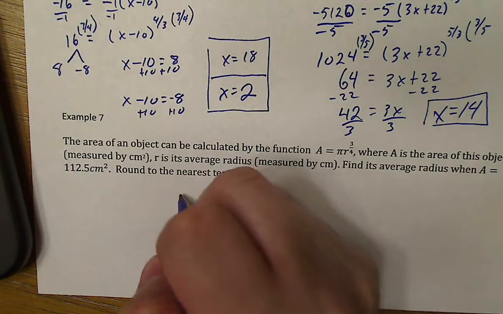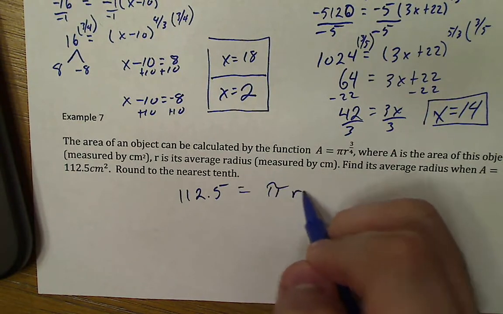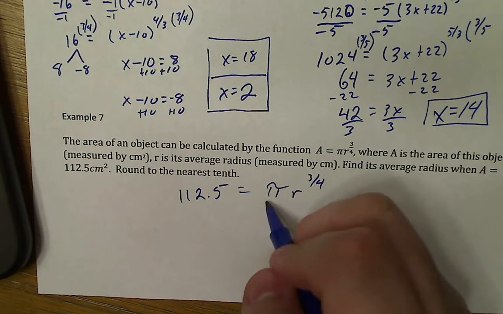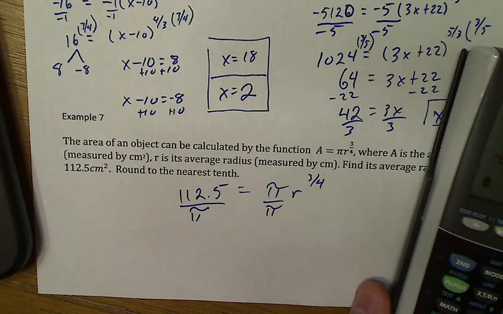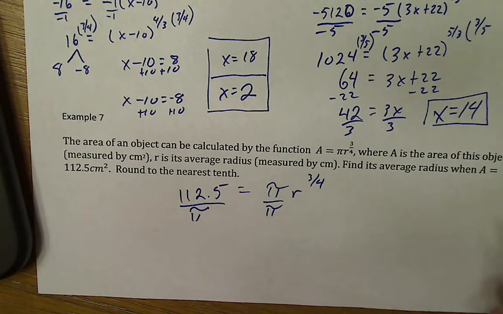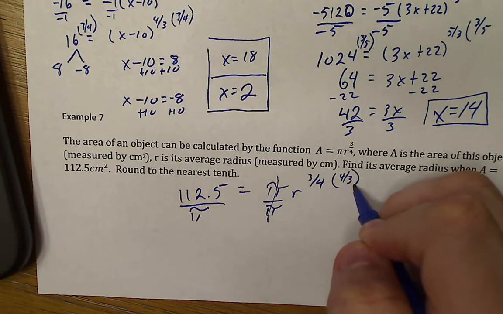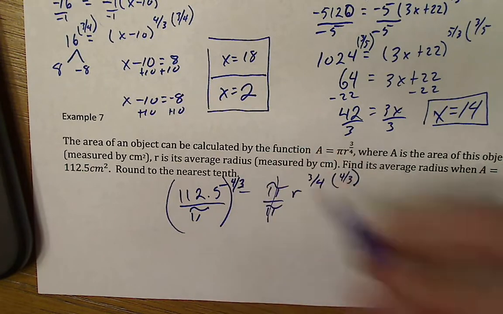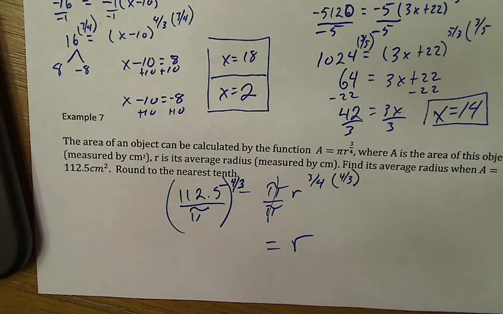So again, if I set it up, 112.5 is equal to pi r to the 3/4. In this case, I'm going to divide by pi first. I'm going to show you something else. Because this is pi, I'm not going to actually do anything with it yet. What I'm going to do is take this whole thing to the 4/3 power. And that's going to give me the average radius that I'm looking for.